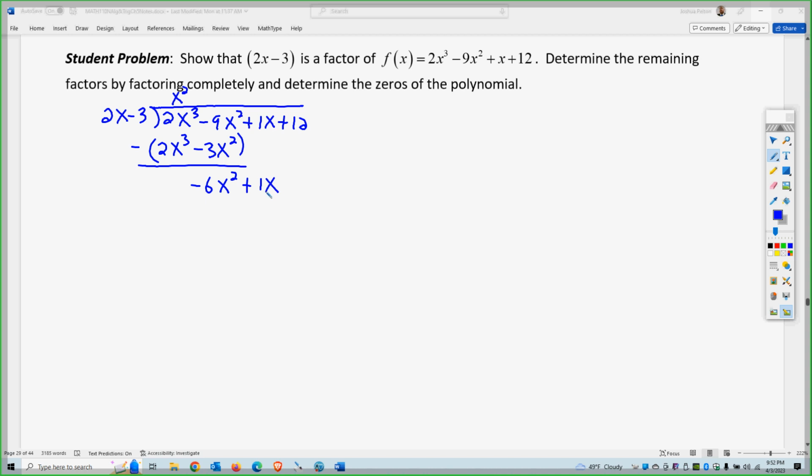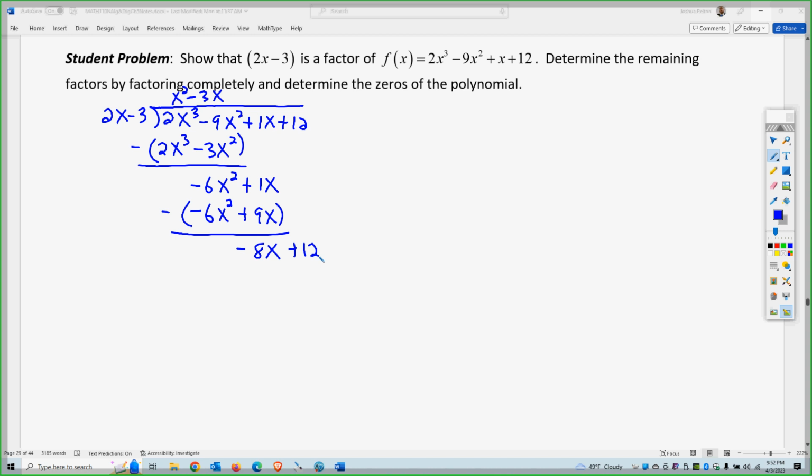Okay, so I need to multiply it by negative 3x now. Negative 3 times 2x gives me negative 6x squared. Negative 3 times negative 3 is positive 9x. So if I subtract, I get negative 8x, right? I'm going to bring down the 12.